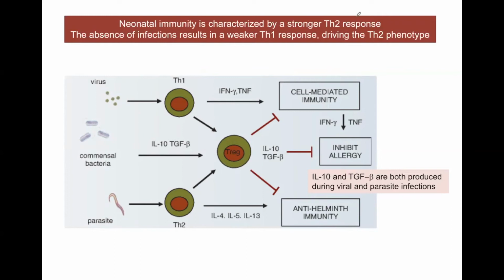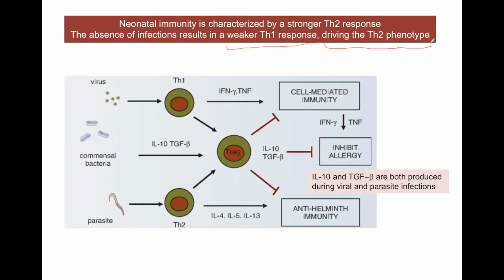Neonatal immunity is characterized by a strong T helper 2 response. So our default position when we are born is that we have a very strong T helper 2 response. This T helper 2 response will predominate in the absence of infections. In the absence of infections, we will see a weaker T helper 1 response, and this will drive a very strong T helper 2 phenotype.